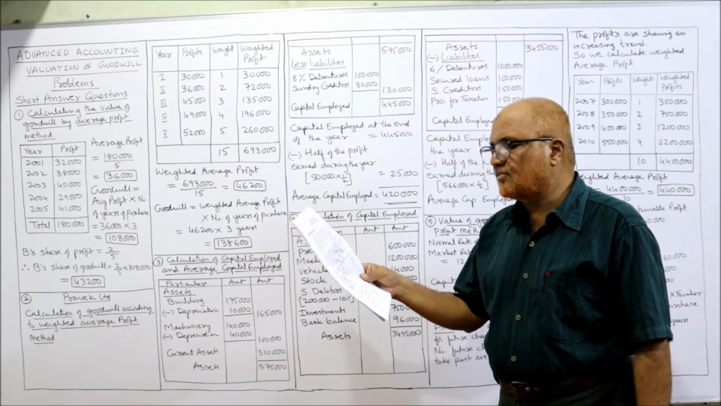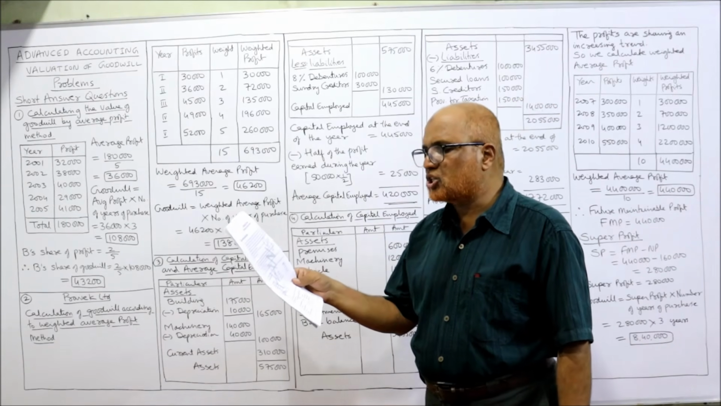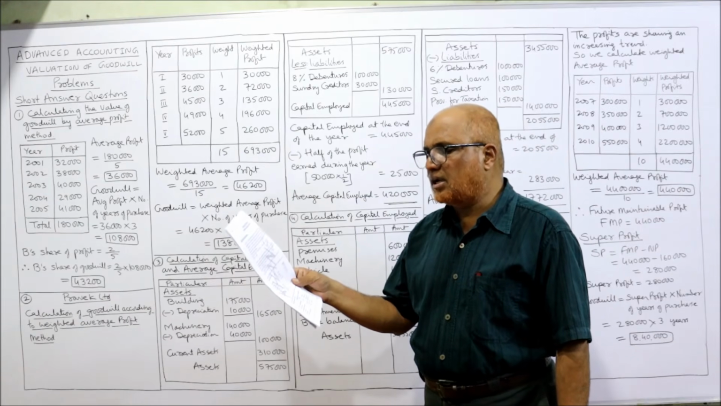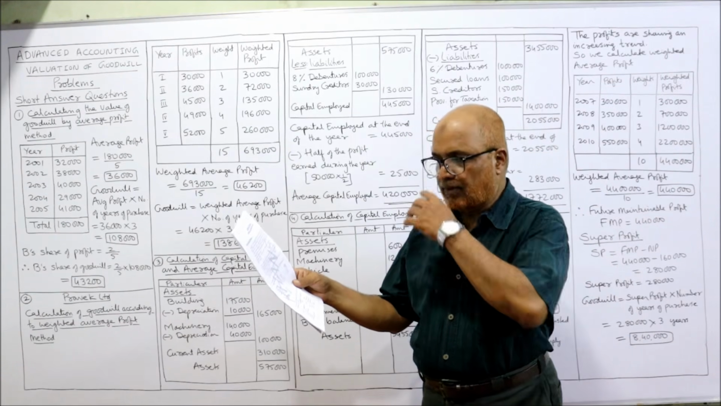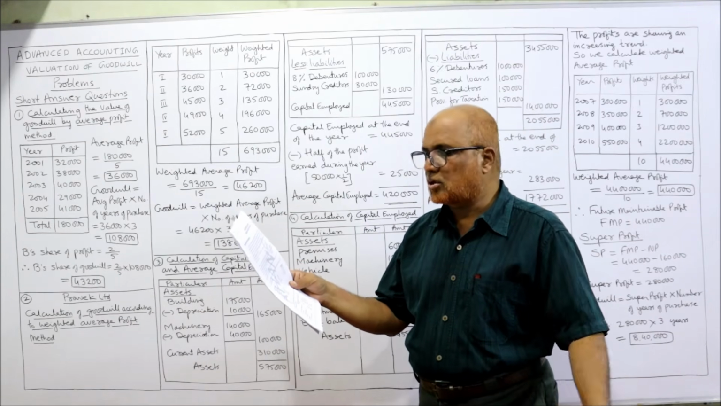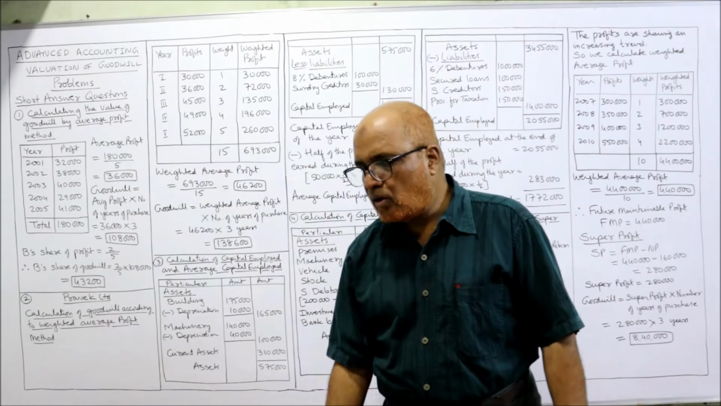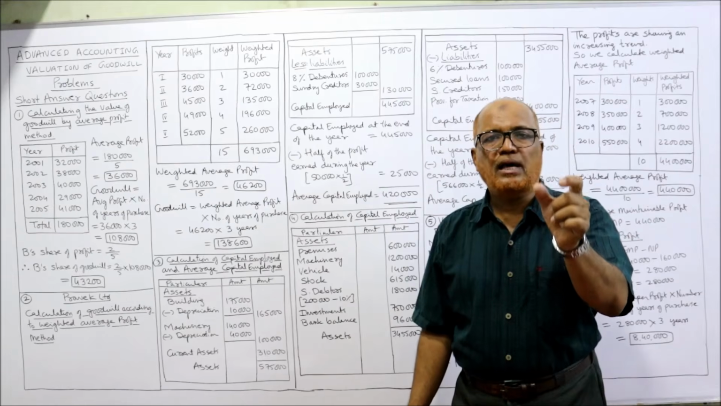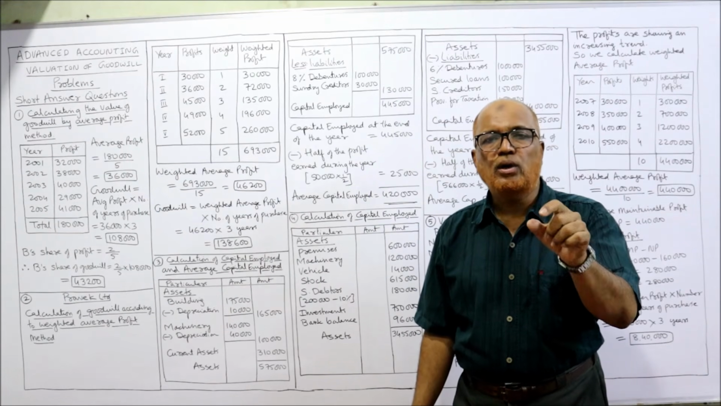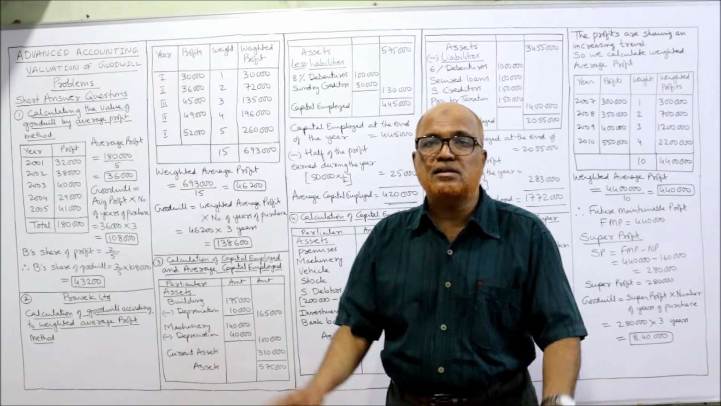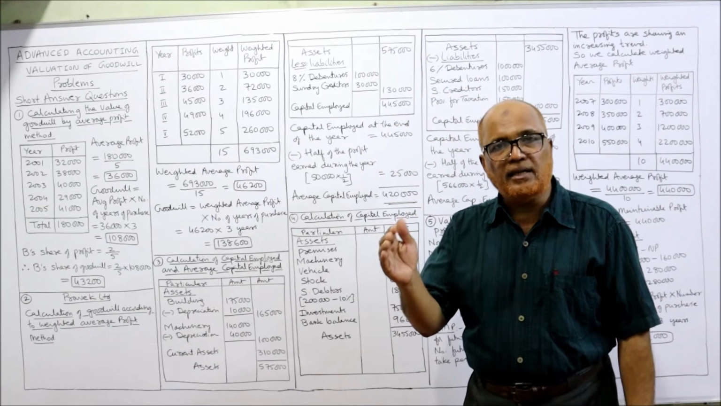Share capital, reserves, profit for the current year, depreciation fund, machinery 40,000, building 10,000, 8% debentures, sundry creditors. Now on the asset side: goodwill, building, machinery, current assets. That's all. In the previous theory video I explained how to calculate capital employed. Take all the assets but don't take any goodwill. So here goodwill is given on the asset side. Don't consider goodwill. Take other than goodwill.